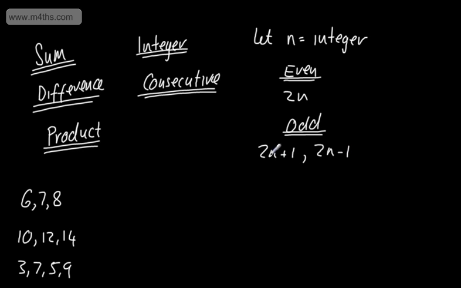So if you just think now, anything even we can multiply by 2, so if we add 1 or subtract 1, we're going to end up with odd numbers. So we'll probably use this in a few of the different cases. So let n be equal to an integer. An even integer will be 2n, an odd integer will be 2n plus 1 or 2n minus 1.